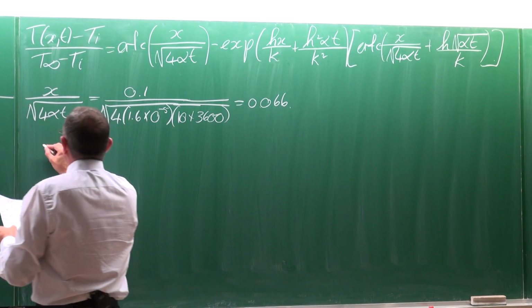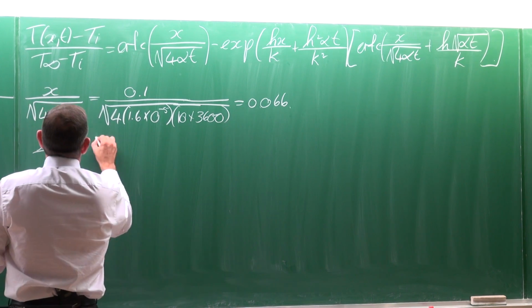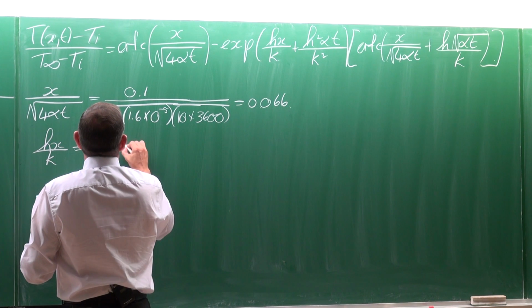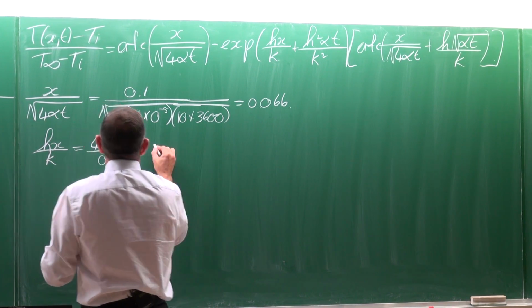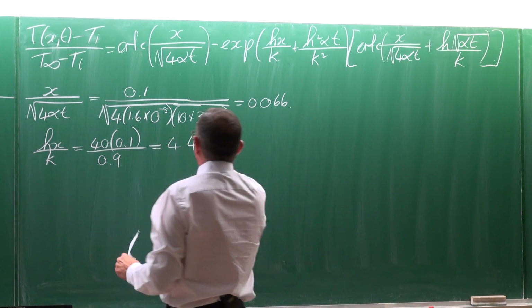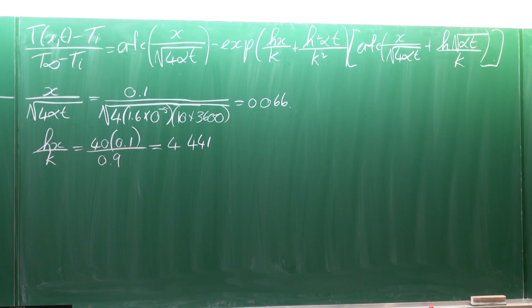Okay, the next one is hx divided by k. The heat transfer coefficient is equal to 40. The depth is 100 millimeters. The value of k is 0.9, and that is equal to 4.441. Am I going too fast? Are you keeping up with me?